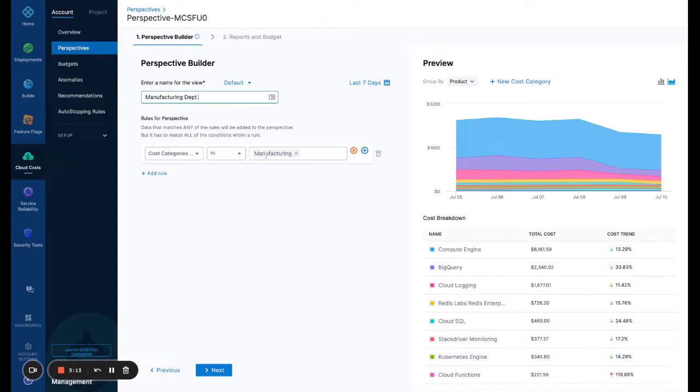can still maintain different perspectives where cost category in manufacturing shows up, but the definition of the manufacturing cost bucket is defined in the cost category. So tomorrow, if a new project gets added to the manufacturing department, and we change the cost category, it's going to reflect across all of the perspectives where a rule similar to this is used. So essentially, these are the three ways in which cost categories can be used.